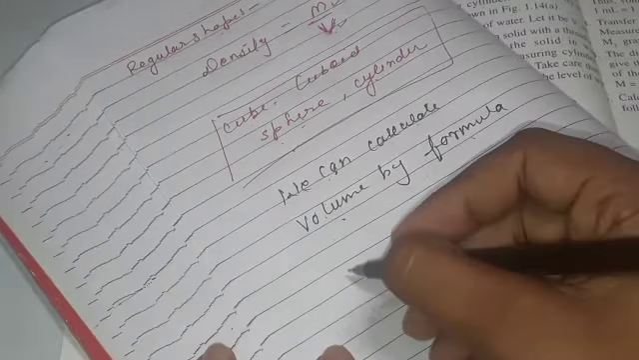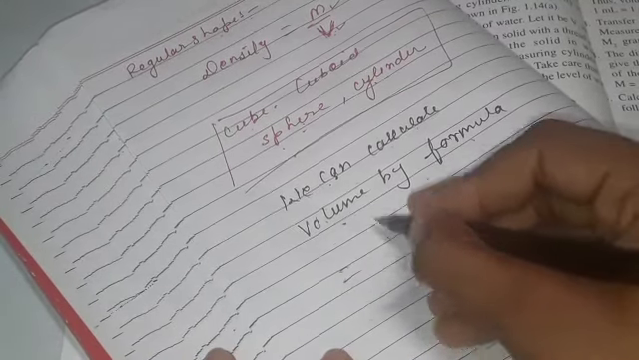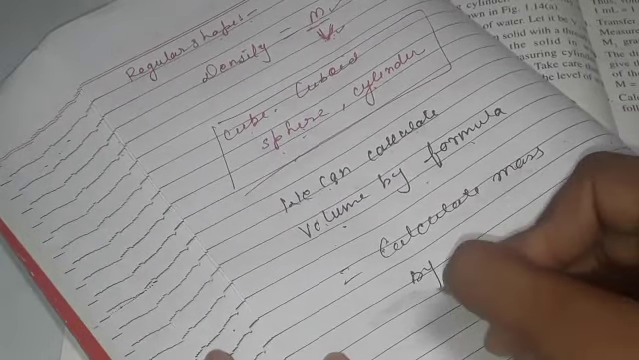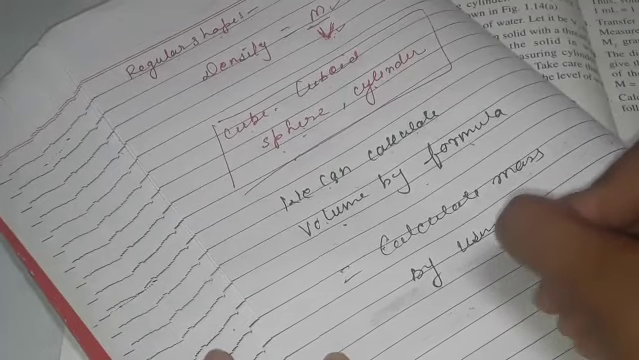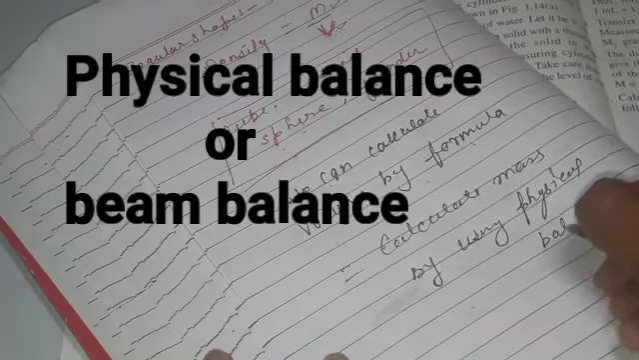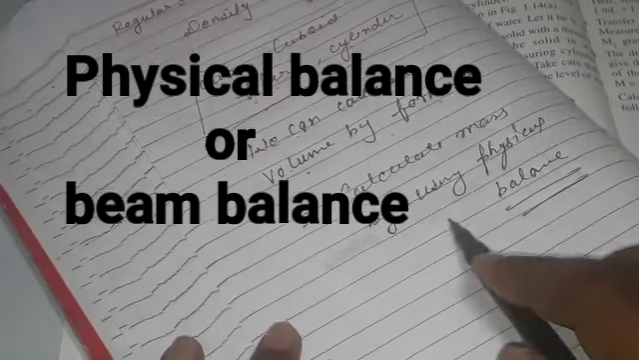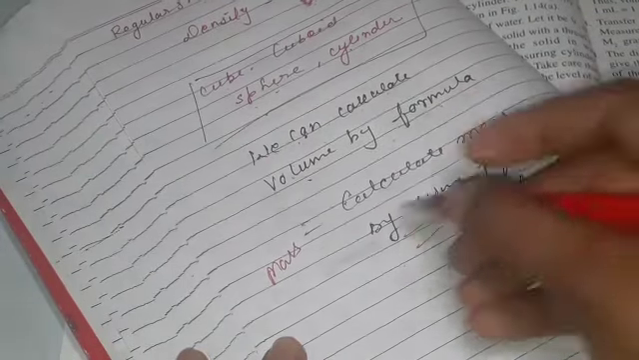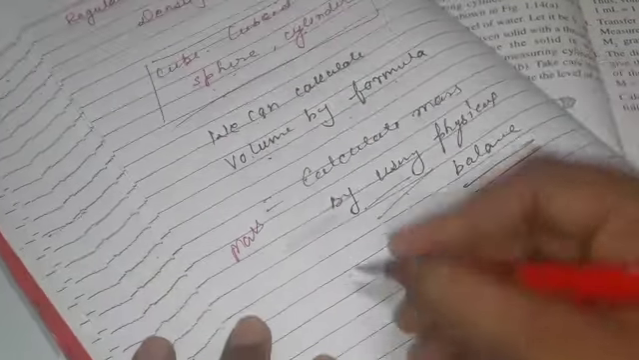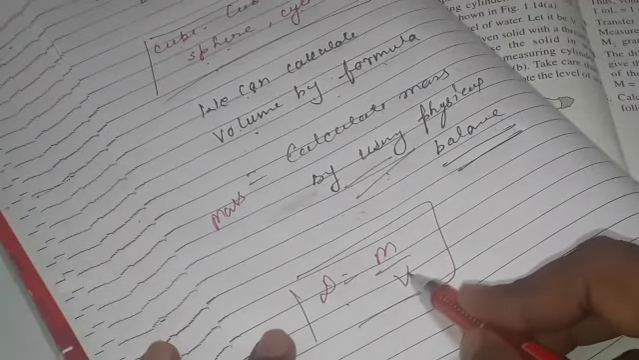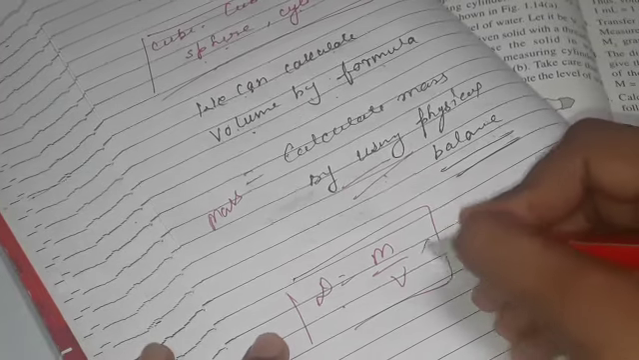So it means you only just need mass. So how you calculate mass? Calculate mass by using balance, physical balance. Yes or no? Physical balance or any kind of balance. It means for mass you can use balance, for volume you can use formula, and after that you can easily find the density of regular solid. So this is very easy to get.